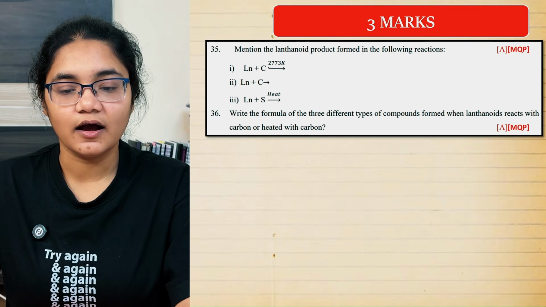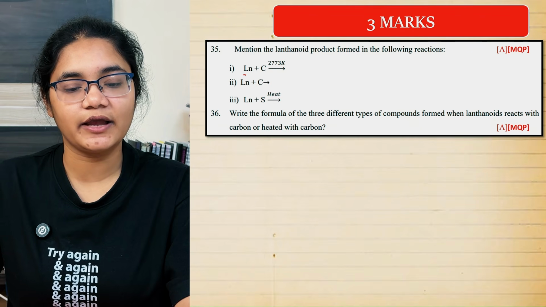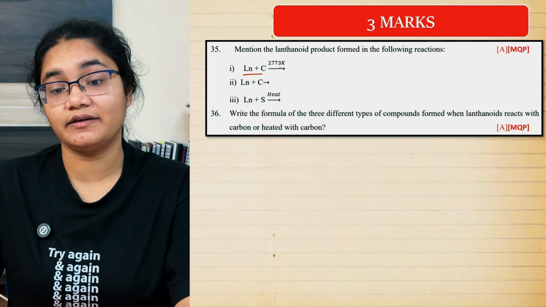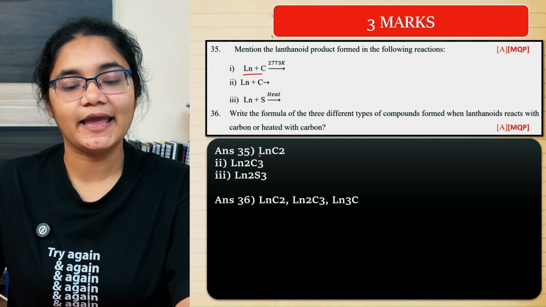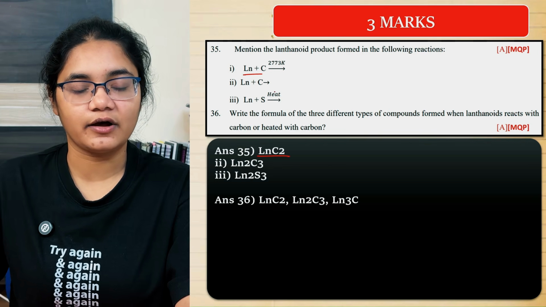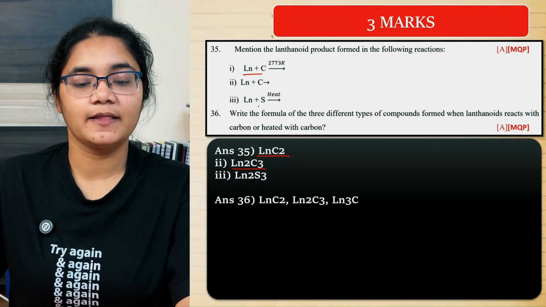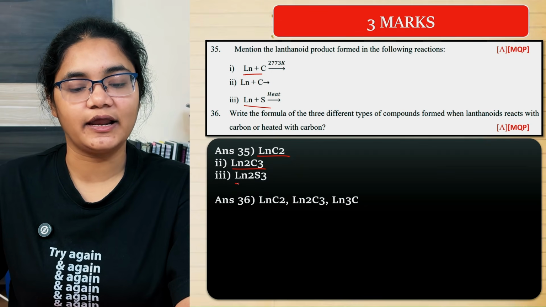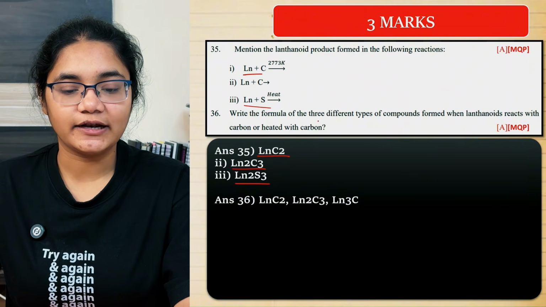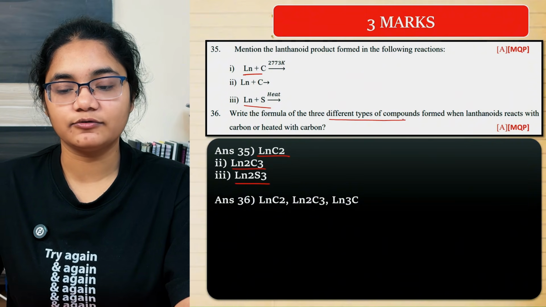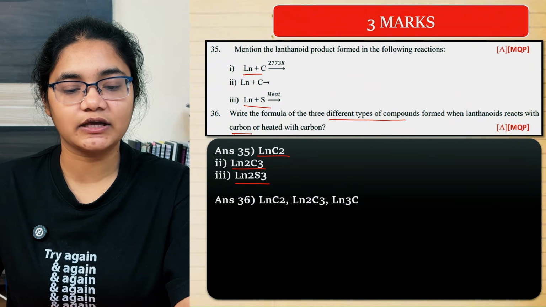Next is to fill in this reaction with carbon. So Ln with carbon at 2773 Kelvin gives you LnC2, and at another temperature gives you Ln2C3, and with sulfur it gives you Ln2S3. Next, write the formula of the three different types of compounds formed when lanthanide reacts with carbon or is heated with carbon.